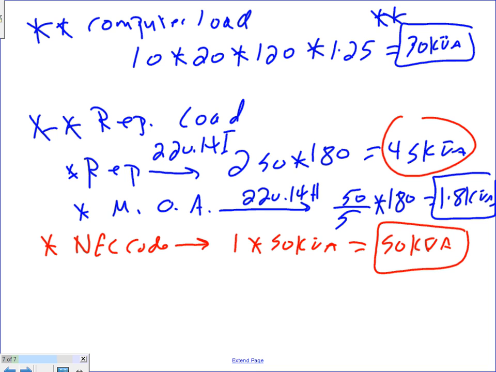You're going to compare this number with the actual design. 50 is the largest. Then you're supposed to take the 1.8 and derate it if it's more than 10K. Is 1.8 more than 10K? So there is no derating involved. This is 220.14K. If you go there, it will tell you you have to do 1 volt-amp per square foot for an office building, which this is an office building.